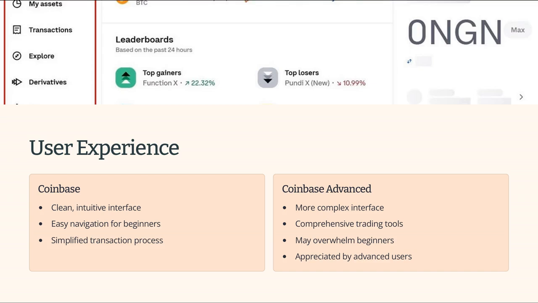Coinbase offers a clean and intuitive interface, making it easy for beginners to navigate and perform transactions. Coinbase Advanced, while offering more advanced features, has a more complex interface that may be overwhelming for beginners, but is appreciated by advanced users for its comprehensive tools.